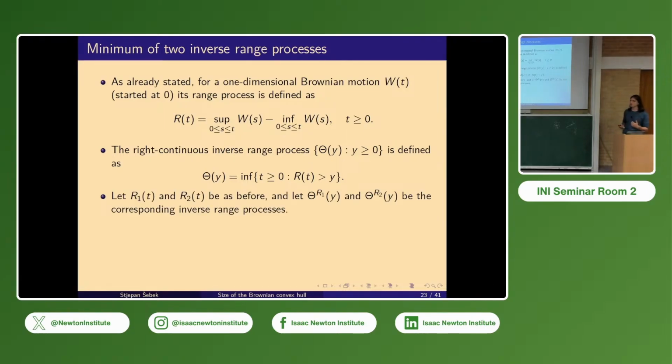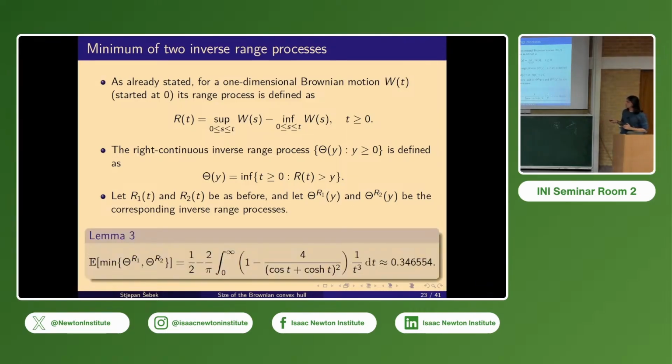And what we wanted to know, and what we used later, and I'll show you why and where, is if we have 2 different ranges, okay? So we want to know what is the expected time when the first of them hits value 1. We have these 2 independent ranges, they are both growing, and as soon as one of them hits a particular value, again from Brownian scaling, it's enough to look at 1. So as soon as one of them hits value 1, we look at how long it took for this process to reach it. So we look at the minimum of these 2 inverse range processes.